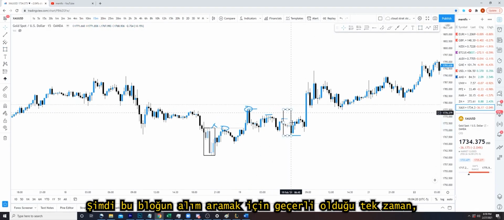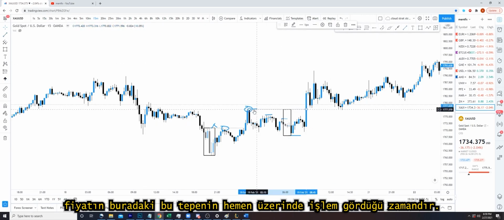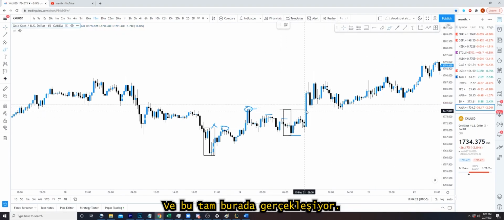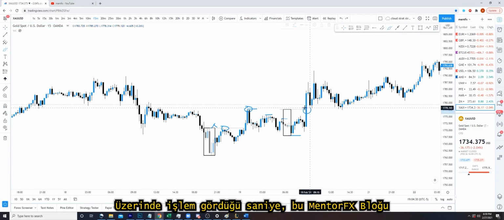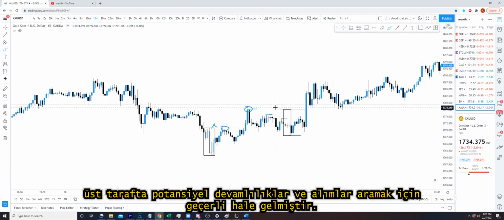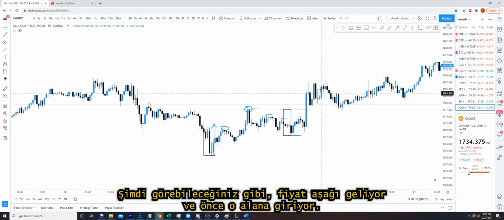This is the overall block. Now, the only time this block is valid to look for buys from is when price trades just above this high here, and that happens right here. The second this trades above, this MentorFX block has become valid to look for potential continuations and buys to the top side. And as you can see, price comes down and into that area.